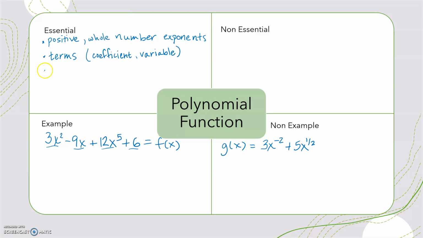Polynomial functions always have the same domain. The domain of a polynomial function is from negative infinity to infinity. They don't always have the same range. Eventually, you're going to learn about constant terms. Constant terms are like the 6 here at the end. Not every polynomial has a constant term, but it can have a constant term. It just means that you don't have a variable part in that particular term.